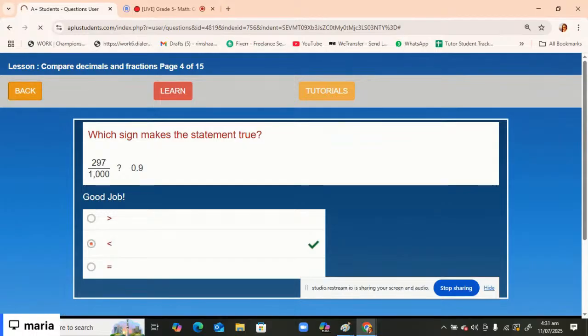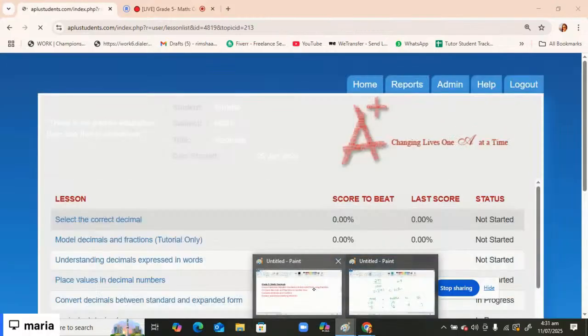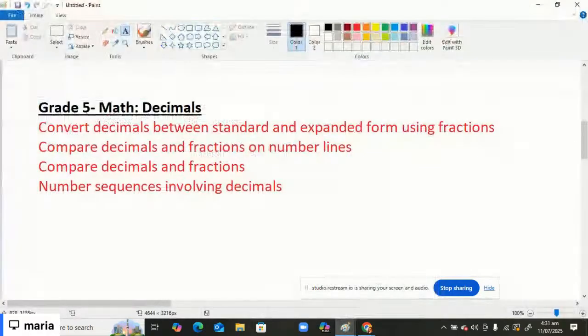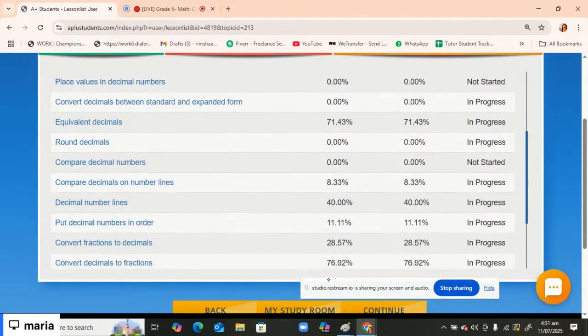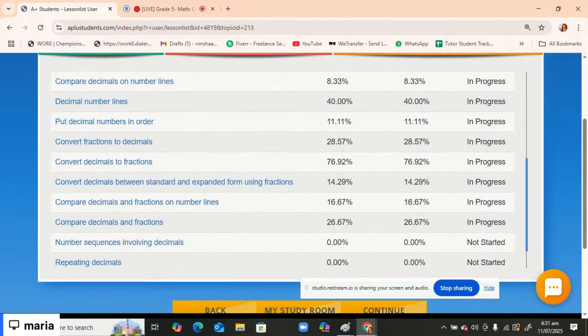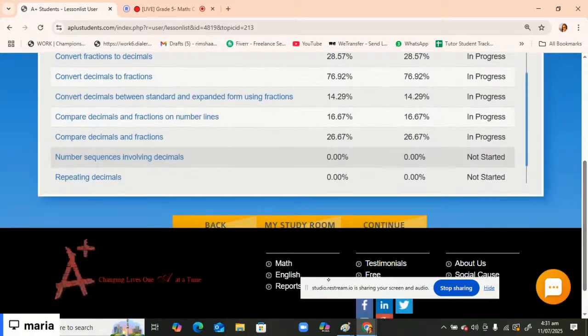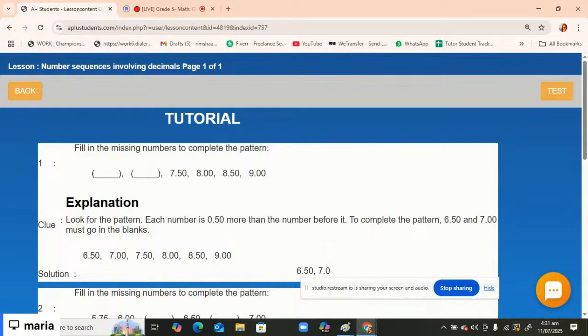So I hope you guys understand this lesson. Now solve the rest of the test questions regarding this lesson by yourself. Now let's start the last chapter of today, which is number sequence involving decimals. Fill in the missing numbers to complete the pattern.